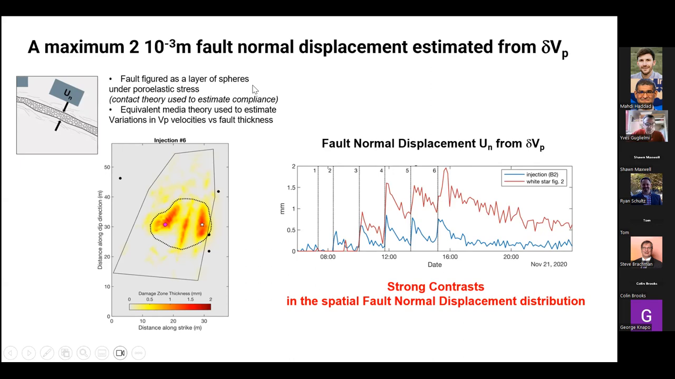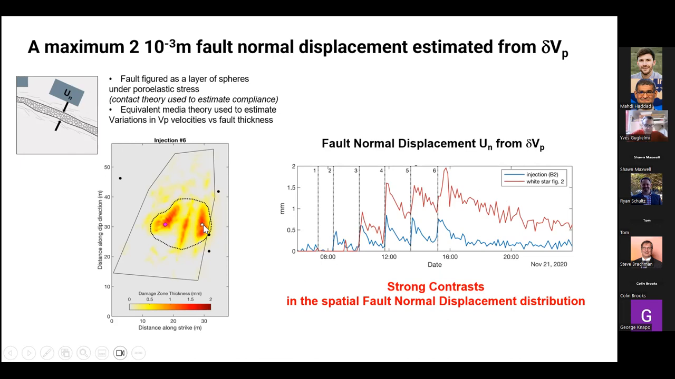And then they use this equivalent media to estimate the P wave velocities. And what they do, they just manually change the thickness of the layer until they match the measured change in the P wave velocity, which in other words, allows them to estimate the fault normal displacement from the variations in the P wave velocities. And this is the graph that you're seeing here. And the red one is the one at the white star here at the monitoring well. It's always the same well.